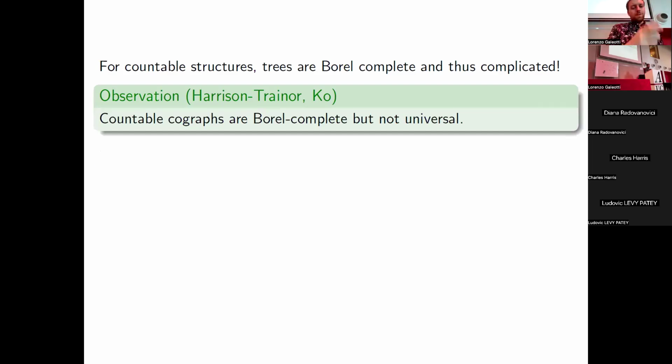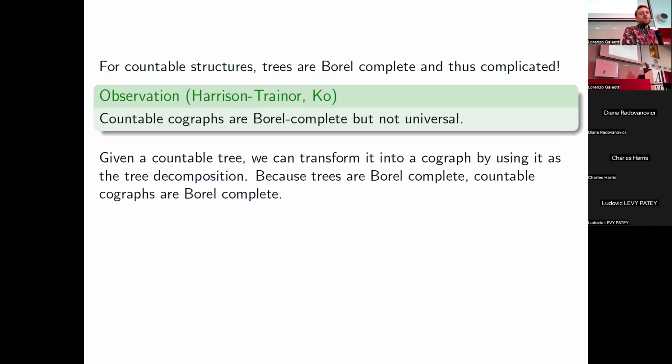Now, you notice that right, it's really using these trees. And for countable structures, trees are actually suddenly very, very complicated. They're Borel complete. And because of that, the countable cographs are actually Borel complete, but not universal. Essentially, they're not quite the same as trees, but they're very similar to trees. So, given a countable tree, you can essentially take that countable tree as the construction of a cograph by using it as the basis for this tree decomposition. And then you've got this reduction because trees are Borel complete. The countable cographs are going to be Borel complete.